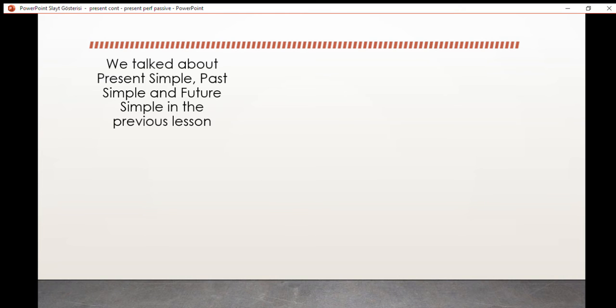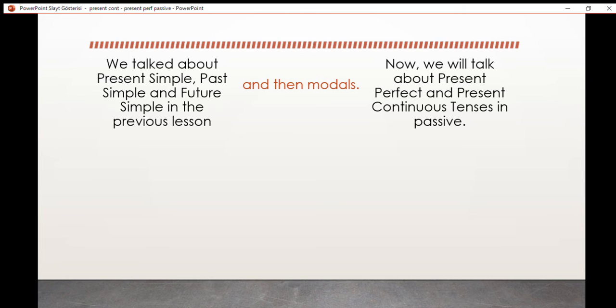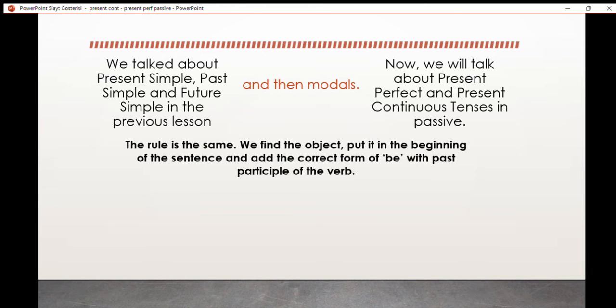So, to see overall, we talked about present simple, past simple, and future simple in the previous lesson. And then we talked about modals. Now we'll talk about present perfect and present continuous tenses in passive. The rule is the same, the steps are the same, everything is the same. We find the object, we put it in the beginning of the sentence, and we add the correct form of be with past participle of the verb. Past participle, the third form of the verb.